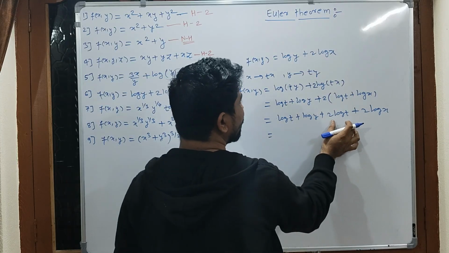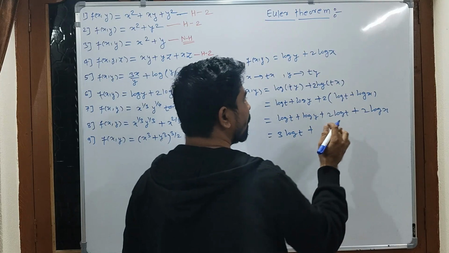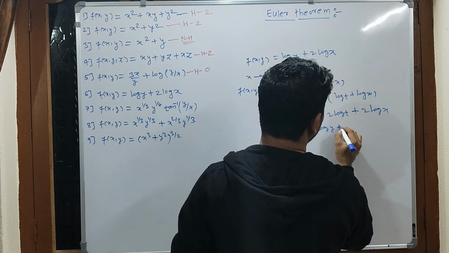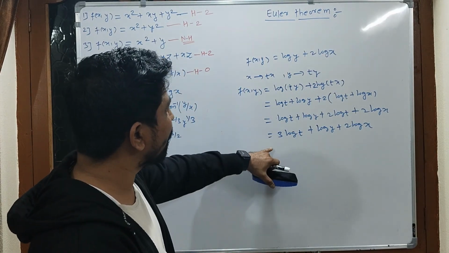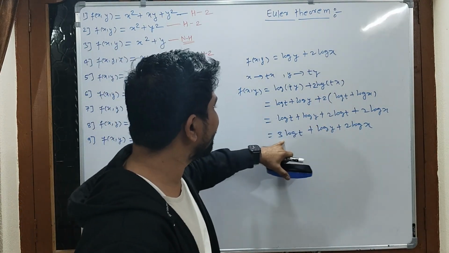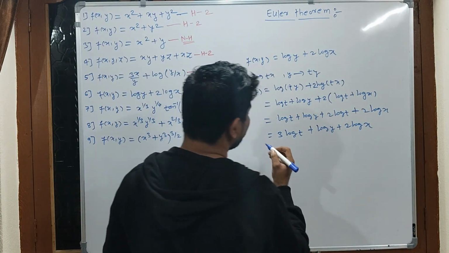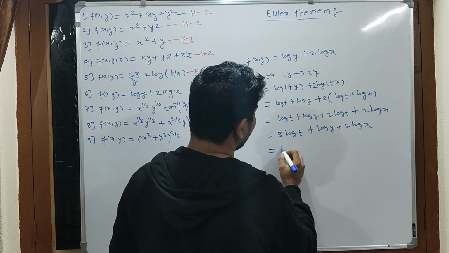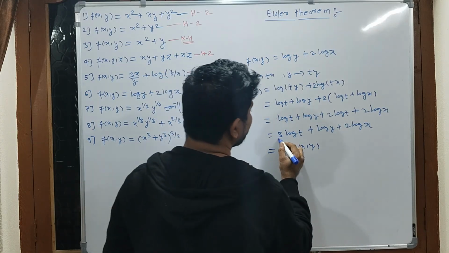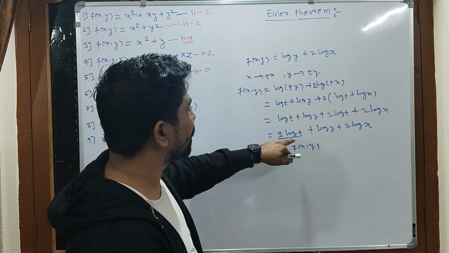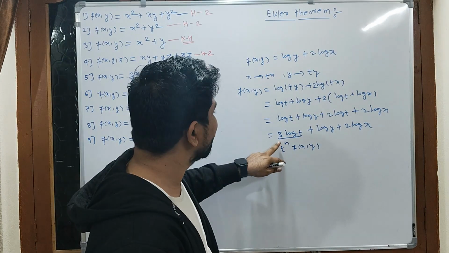Now this is equal to 1 times log of t plus 2 times log of t, 3 times log of t, plus log of y plus 2 times log of x. So this is 3 times log t plus log y plus 2 times log x. So here we can't write this as t to the power some n times f of x comma y. This extra term is there, and we can't remove this extra term.